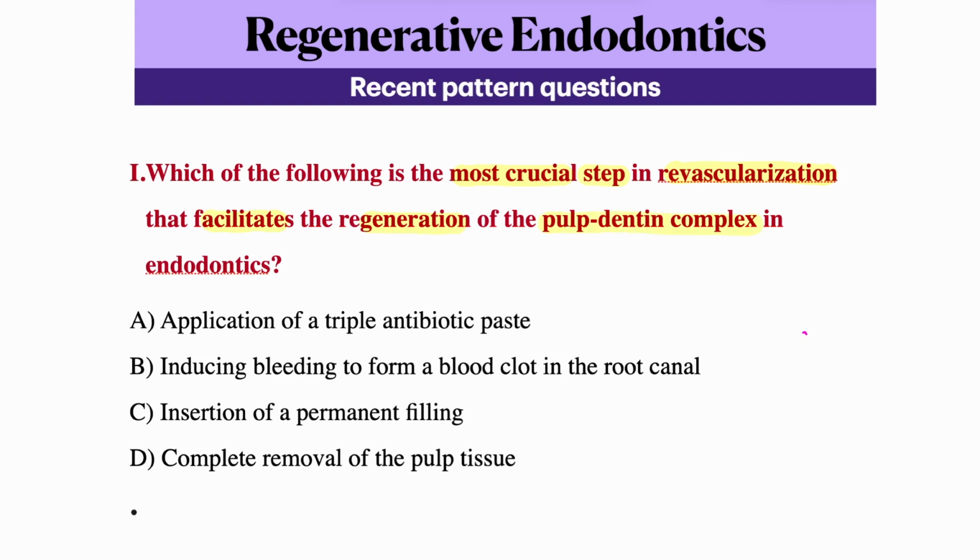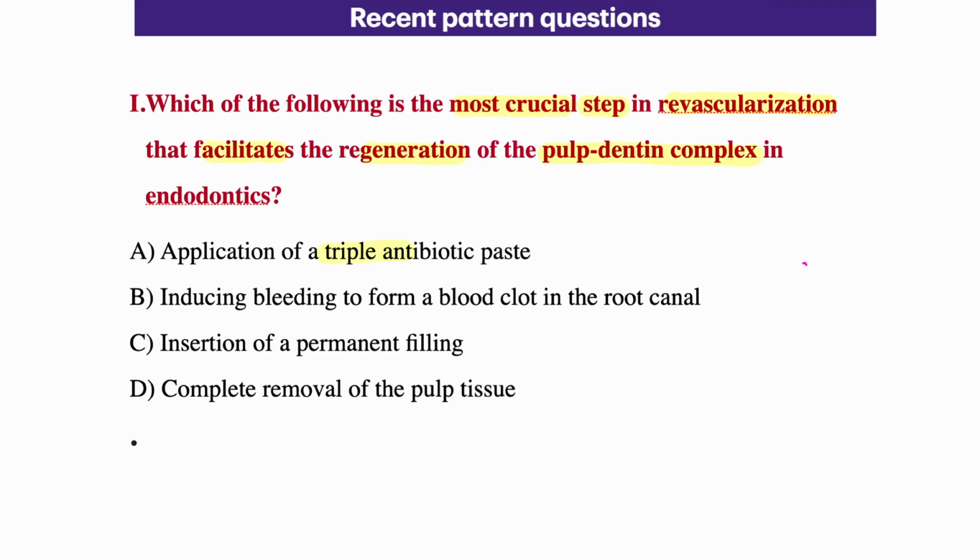Okay, so along with the blood vessels, you're also getting the pulp dentine complex. Now this is a little controversial, the dentine, will come to that. But now, so what's the most important step? Is it application of the triple antibiotic paste? Is it inducing a bleeding to form a blood clot in the root canal? Is it the final steps like insertion of a permanent filling or complete removal of the pulp tissue?